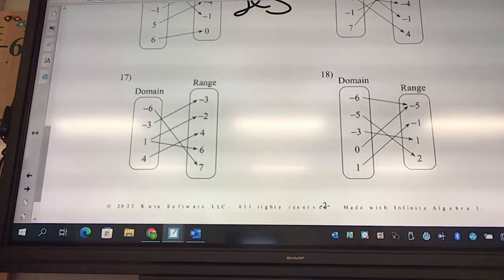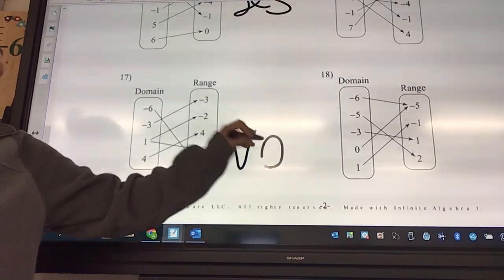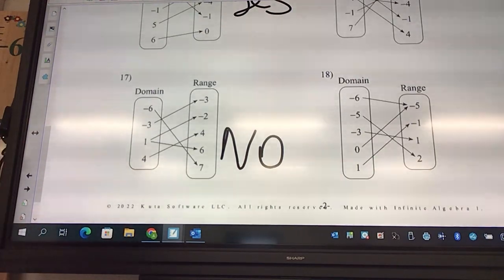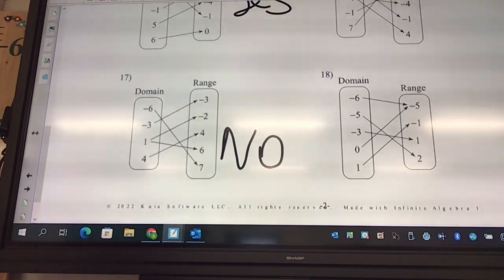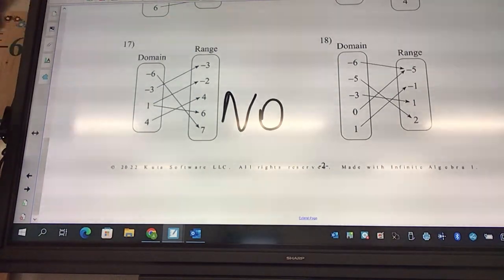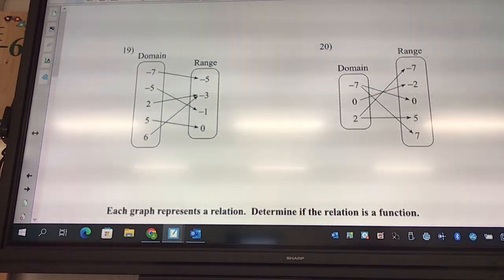Okay, 17. No, it's not a function. What number makes it not work? Yeah, the 1. The 1's got 2 arrows coming from it, and that's not allowed. Okay, 19. Does that one work? Yes, it does.